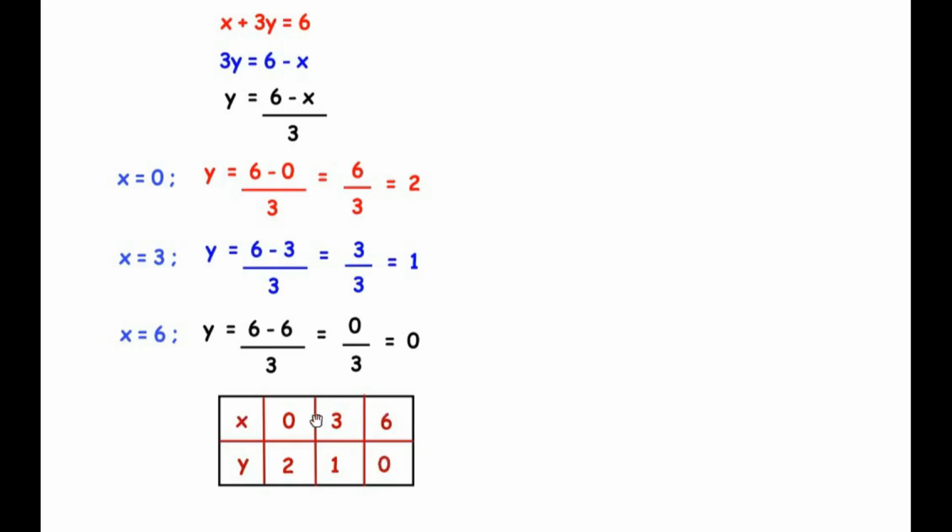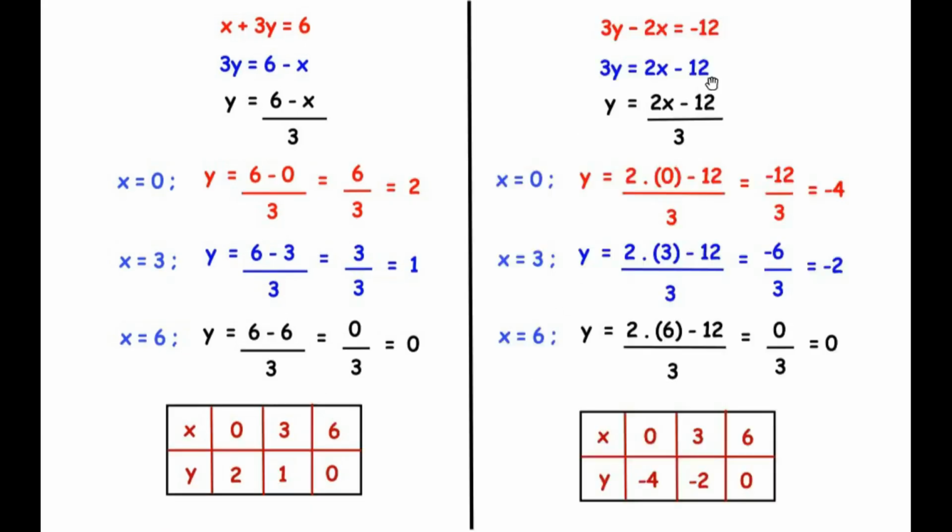So here we have written all the values of x and all the values of y. Now using the similar steps, let us focus on the second equation. So here our second equation was 3y minus 2x is equal to negative 12.